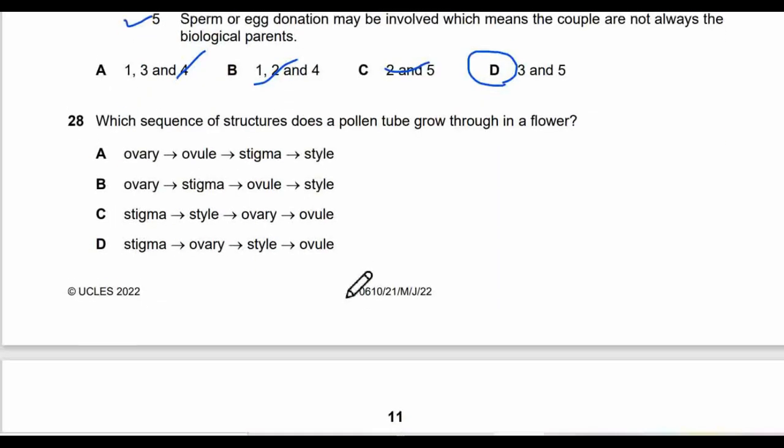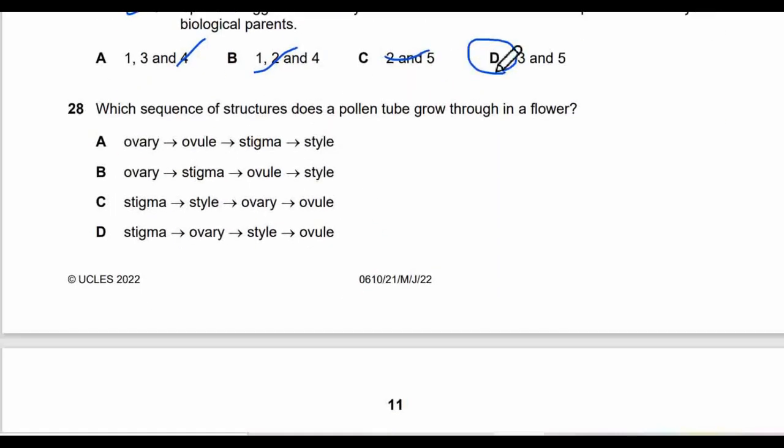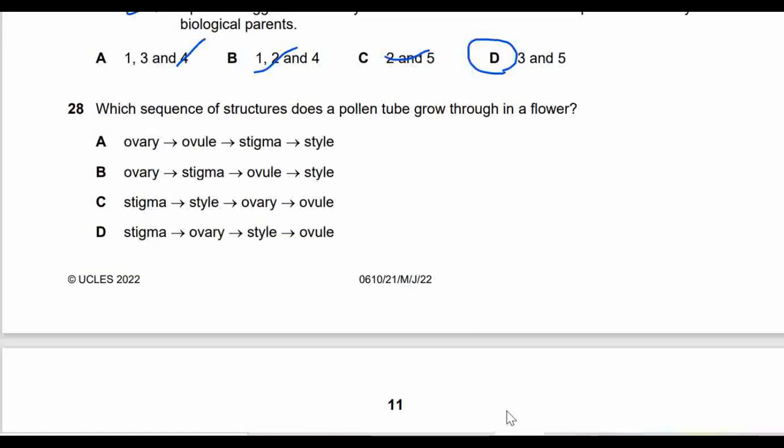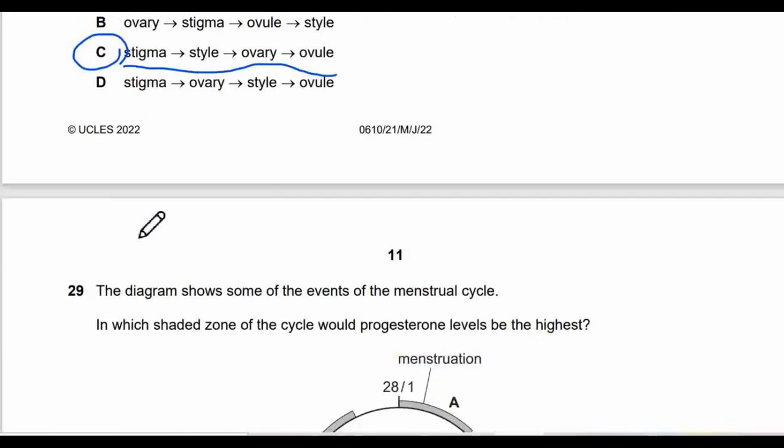Question 28. Which sequence of structures does a pollen tube grow through in a flower? So in here we see as the pollen lands on the stigma, a tube grows. It grows first from the stigma, then through the style, and then reaching the ovary, and then through the ovule. So that will be the order. So 28 will be stigma, style, ovary, ovule. That will be C. Let's move on to question 29.